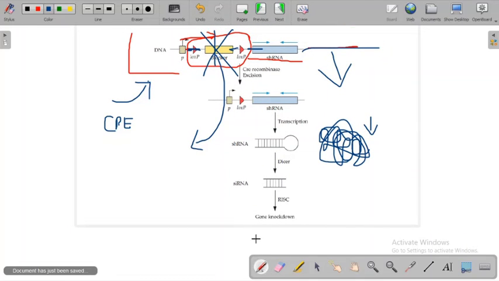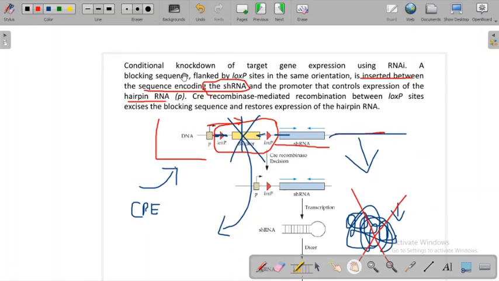So these molecules will not be produced any further. So this is what we call gene silencing. We are silencing, conditional silencing.